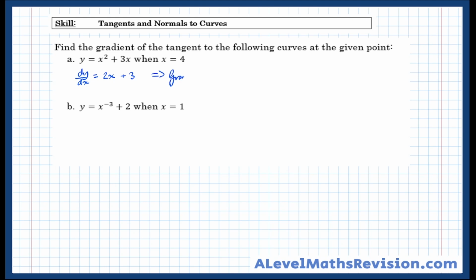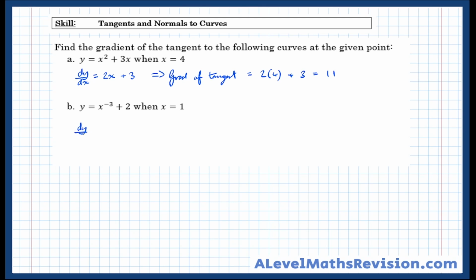So now we've got a formula for the gradient, and we know we want that gradient when x equals 4. So the gradient of the tangent equals, if we sub in x equals 4, we get the gradient of the tangent. So 2 lots of 4 plus 3, which is 11. The gradient of the tangent at that point is 11. Let's do part B. You might want to pause this one and do it yourself.